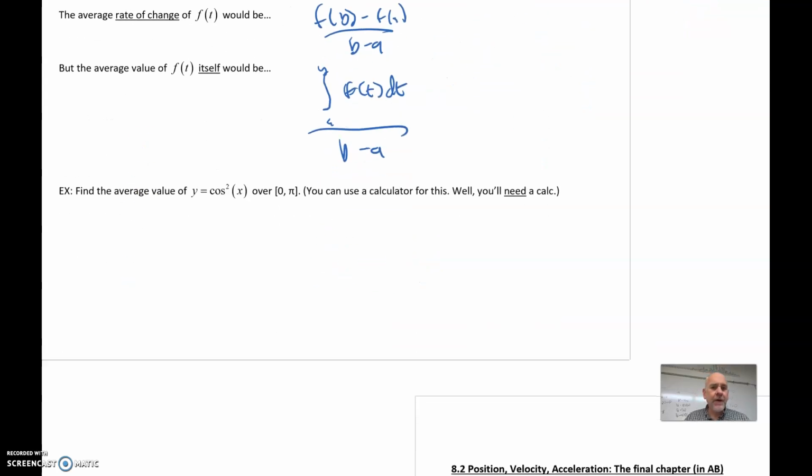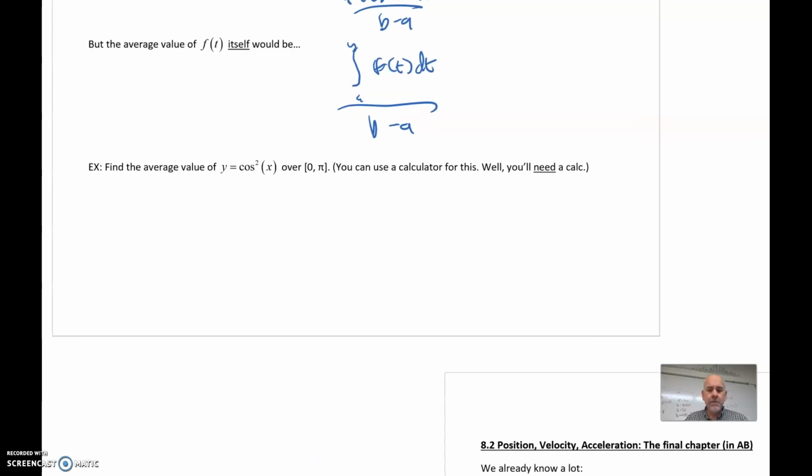So, for example, find the average value of cosine squared x over 0 to pi. You'll need a calculator for this. I wanted to give you a little more practice right away on using your calculator to find area, because you need to be able to use integrals on that pretty confidently. So set it up and find the area. It's just doing the integral, but that integral you'll do on the calculator. And set it up at least, and then if you're having trouble with the calculator, I'll show you how to do it in just a second. Pause the video and do it yourself.